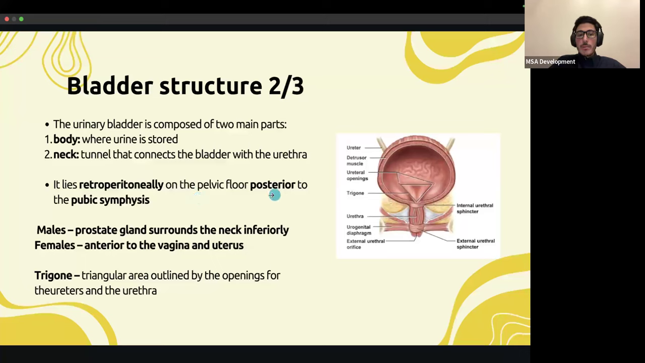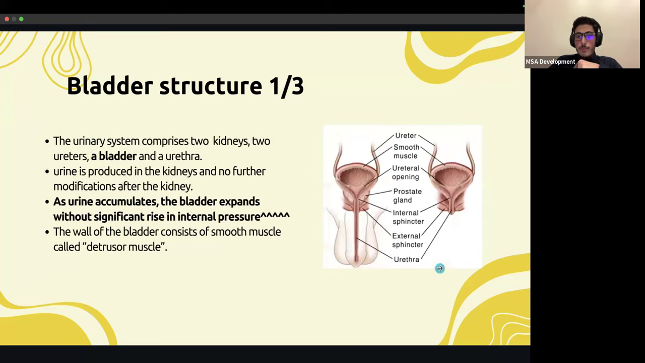Also, it's posterior to the pubic symphysis, which is a cartilage structure that mainly protects the bladder and the genital organs overall. For males and females, there's a slight difference between them. For males, the bladder lies on the prostate gland. Unfortunately, this image does not show what I mean, but yes.